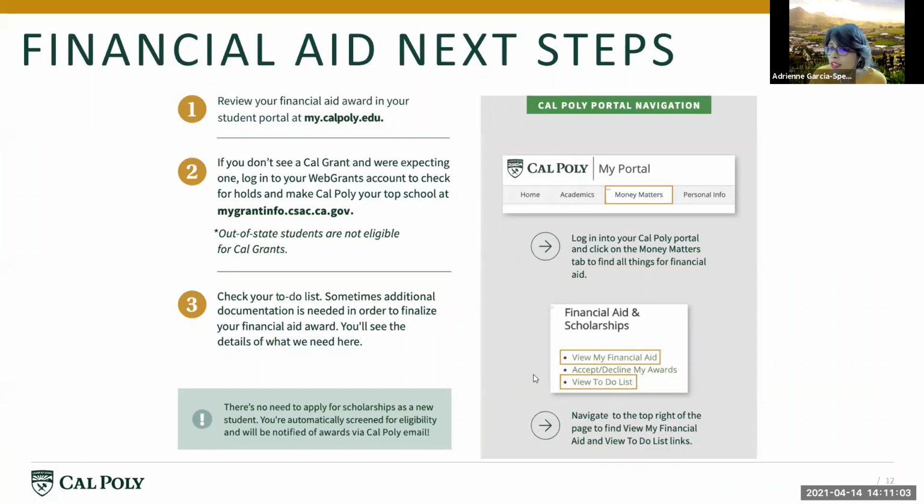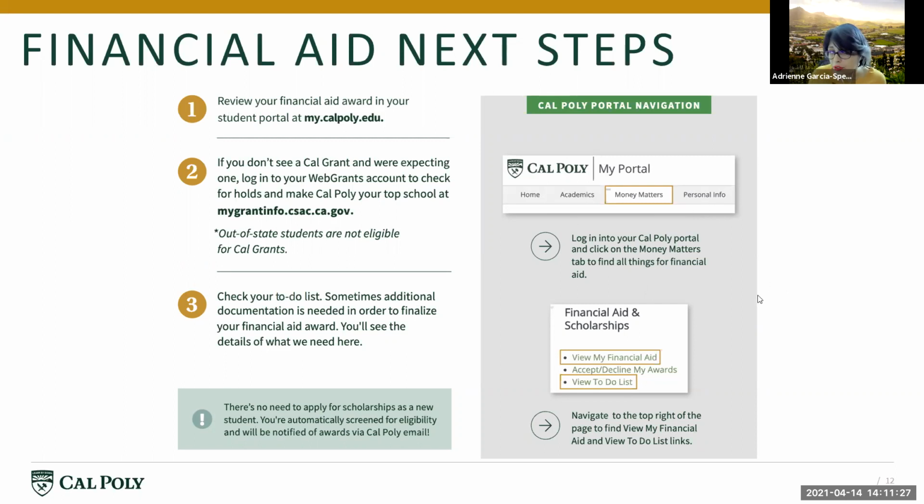Side note, if you haven't already checked out the YouTube for the admissions office at Cal Poly, you definitely should. It's Cal Poly Admissions on YouTube. There's a lot of helpful videos, including a few videos from financial aid that walk you through viewing your financial aid award. It's super helpful. So I definitely recommend checking out the Cal Poly Admissions Office on YouTube.